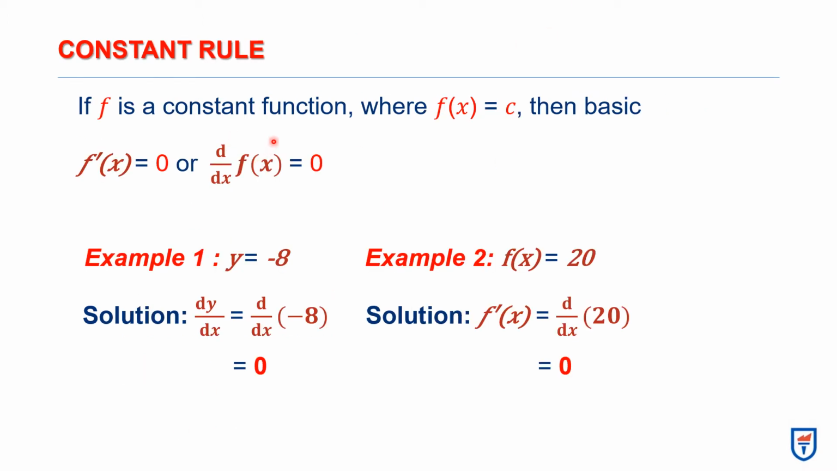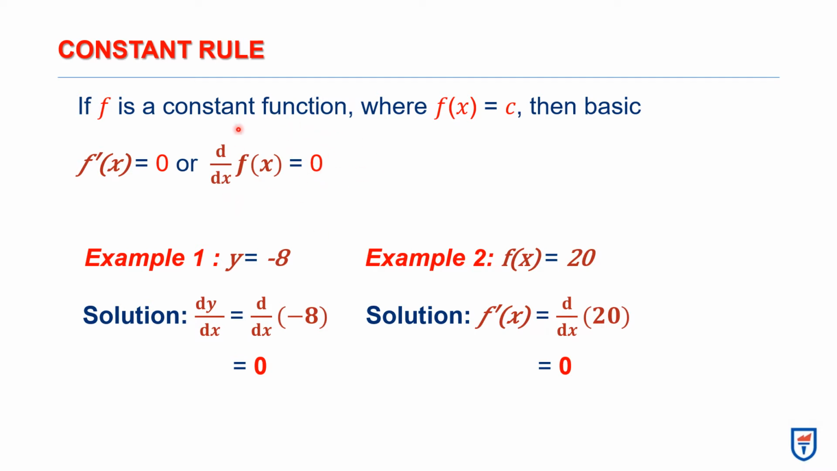Let's now look at the constant rule. If a function f is a constant function where f(x) is equal to c, which is a constant, then the basic rule for differentiation, f'(x), which is the notation that means differentiation, of f(x) equal to a constant, is equal to 0, or d/dx of f(x) is equal to 0.